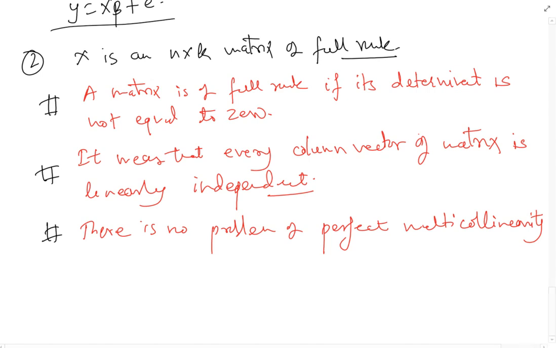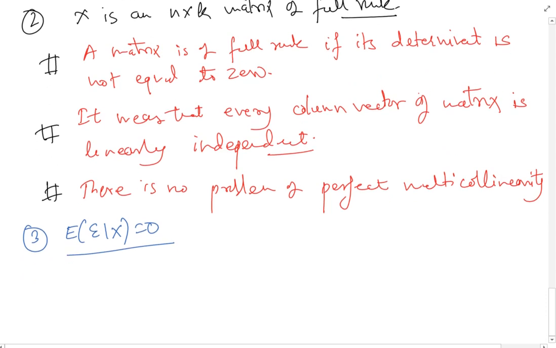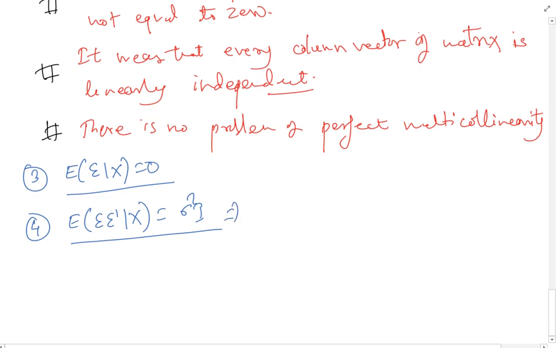And the third property is the expected value of the error term given X equals 0. This is the very fundamental assumption: the conditional mean value of the disturbance term is 0. And fourth, it means that the expected value of the error term times its transpose is equal to sigma square I. This means constant variance.